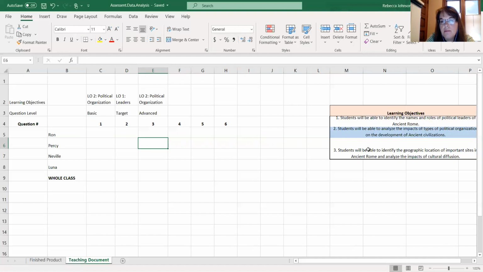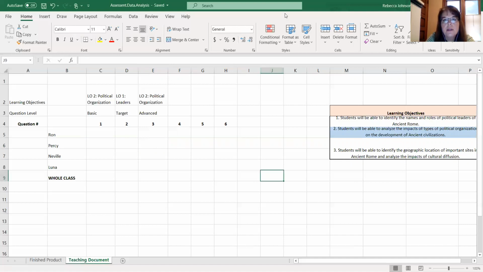And you'll notice how my learning objectives are broad in subject, right? They aren't like students will be able to identify Julius Caesar, right? That's too specific a learning objective. So students will be able to identify the names and roles of political leaders of ancient Rome. That's a broader objective. It's easier to analyze. There are multiple things within that.